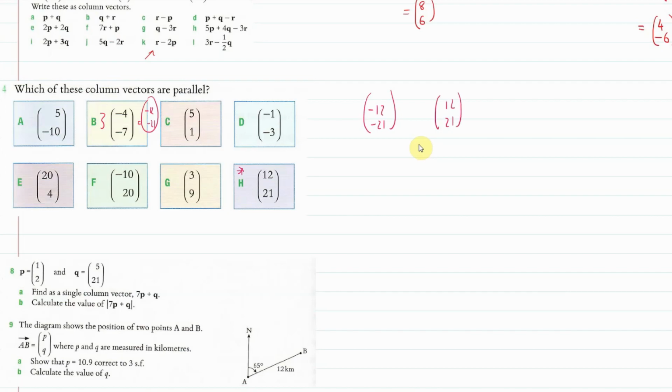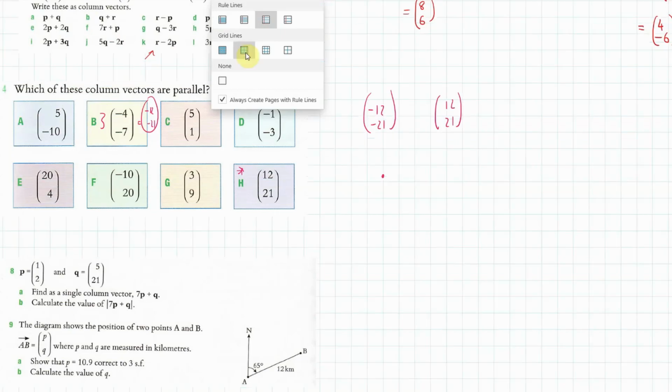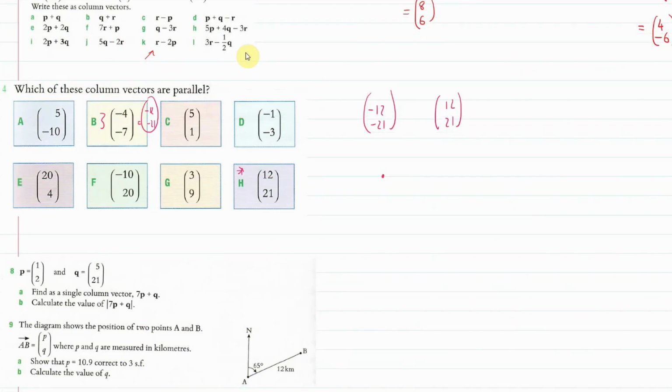You might be thinking, how can that be? One's negative, one's positive. Okay, think about this. Let's give ourselves some squares.